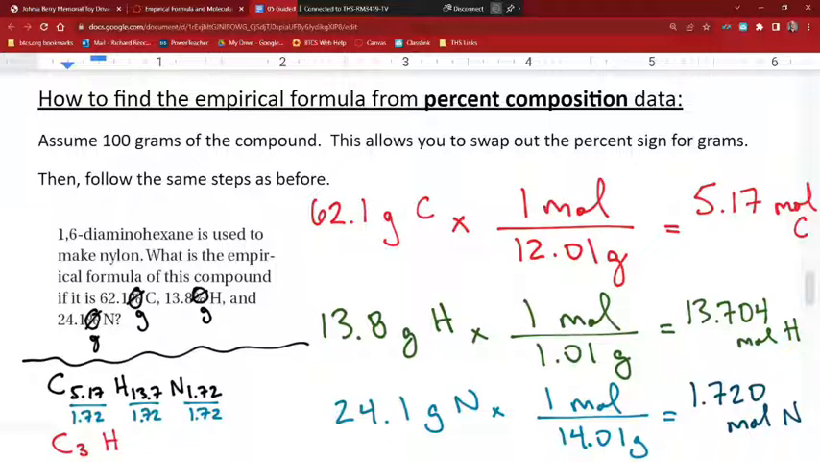hydrogen, let's check it out, 13.7 over 1.72. 7.96, that's really close to 8, so I can call that 8. And then nitrogen's obviously just going to be 1 because it's divided by itself. That down there, at the very bottom of the screen, we went all the way down. That turns out to be my final answer. That's the empirical formula for this compound.